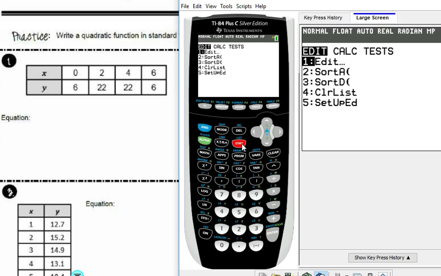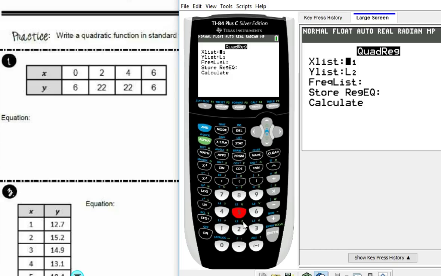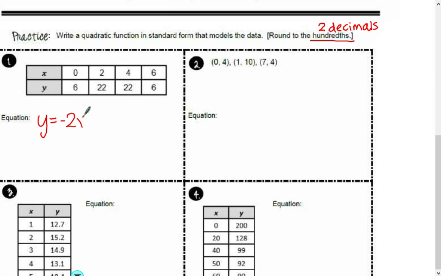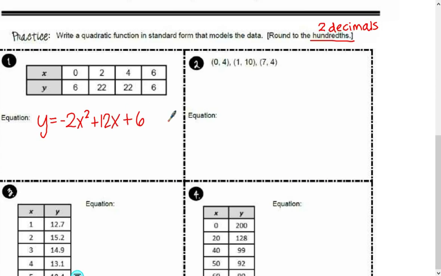All right, so now I'm going to go over to Stat, Calc, and we're looking for a quadratic regression. You can either scroll down to number 5 or just hit number 5, and then we're going to go down here to calculate. Oh, we get a nice little cute easy breezy one. So our equation here would end up being y equals negative 2x squared plus 12x plus 6. And that's as easy as it's going to get.